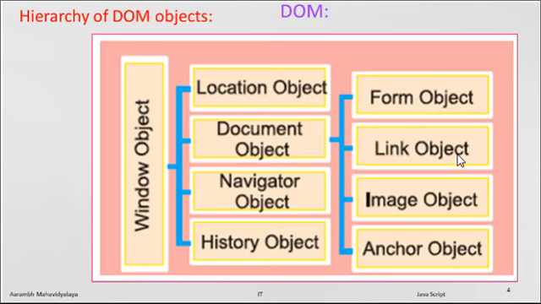The next one is the link object, how linking is done and where it will be affected. All those things are provided under the link object. Then the image object, all things related to images, and the anchor object, that means extra information is provided about that document object here.